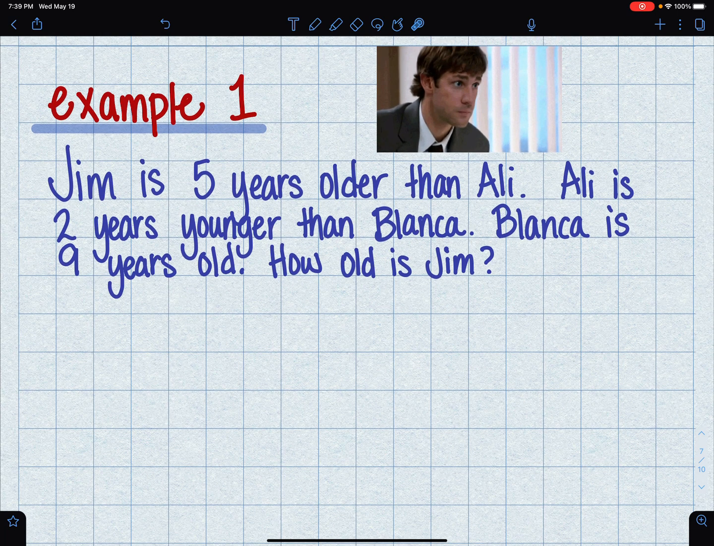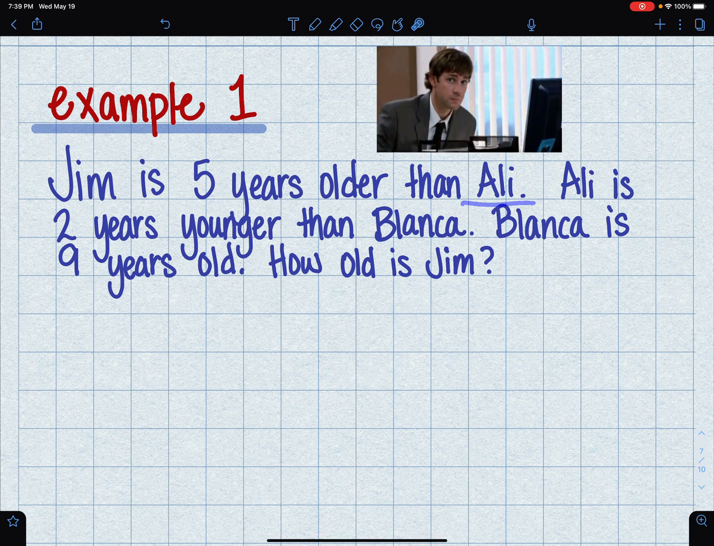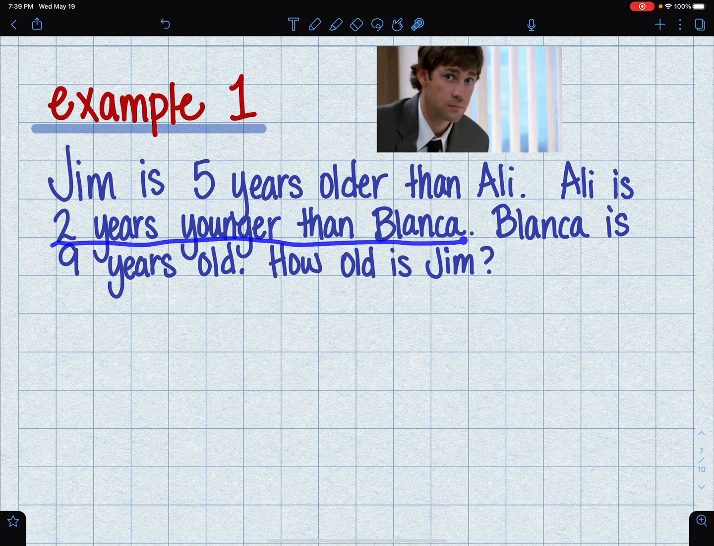I put Jim there. He looks like he doesn't want to do this example, but he does because his name is in this example. This is what it says. Jim is 5 years older than Allie. Allie is 2 years younger than Blanca. Blanca is 9 years old.